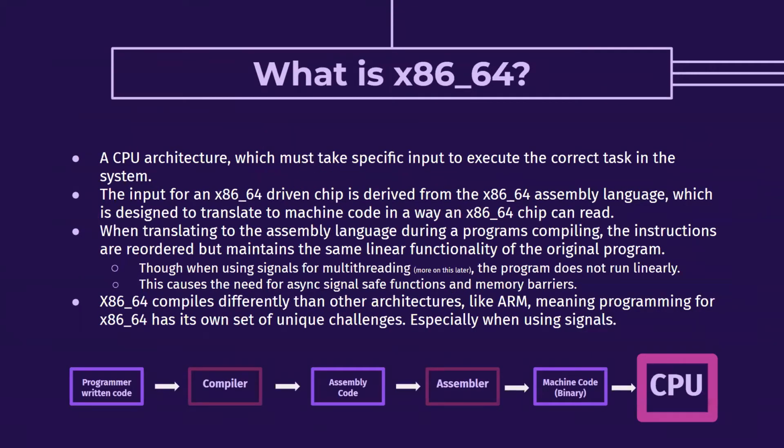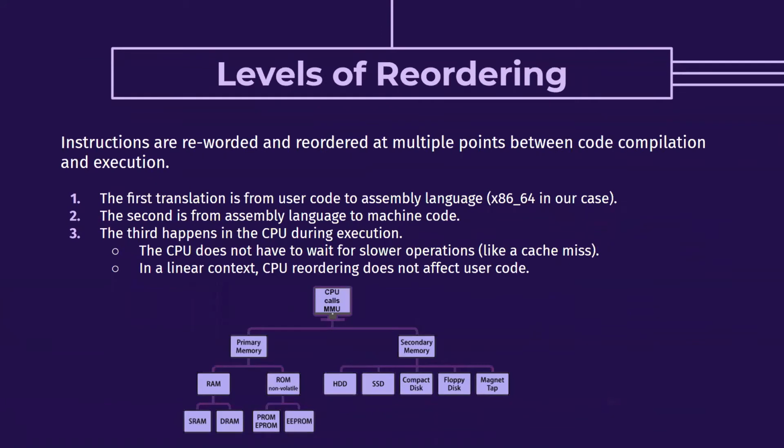So what is x86-64? Well, it's a CPU architecture which must take a specific input to execute tasks in the system. So essentially you have a CPU right down here, and it has to take in the correct input. So there's abstraction between the programmer-written code and the CPU and how it eventually operates. And at multiple points along the way, these instructions get translated into something that is more computer friendly. Since x86-64 compiles differently than other architectures like ARM, it runs into its own unique challenges along the way. It also has multiple levels of reordering, as we talked about.